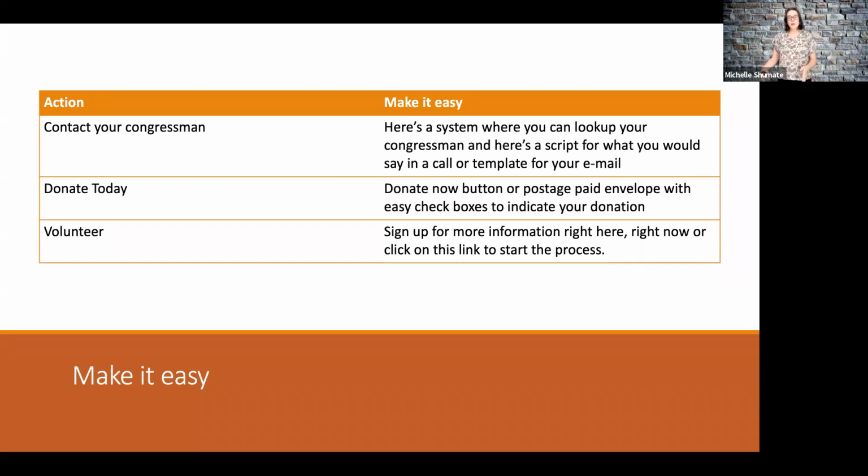In order to get somebody to contact their congressman, it's much easier to say, here's a system, enter in your zip code, and we will auto-populate their email with the name of your congressman and this particular message that can get sent to them. And here's a template for the email that you might write. By making it simpler, you're much more likely to get somebody to follow through on that action.